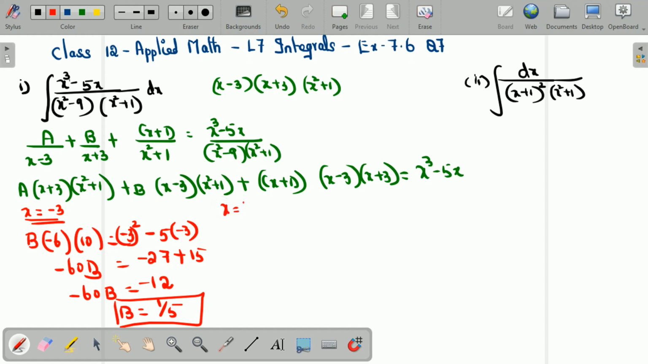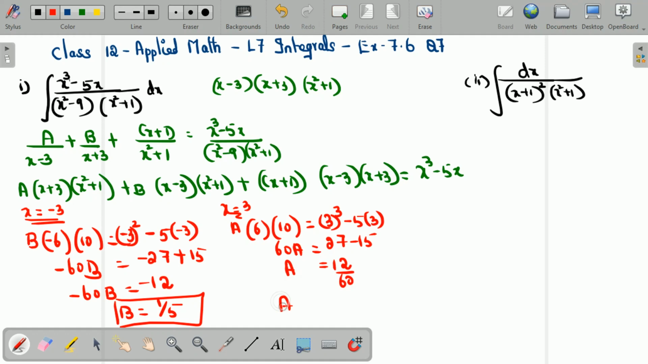Now let's put x is equal to 3. In this case again this whole term will vanish because this is 0. So C and D will vanish. B will also vanish. So let's compute A. A into 3 plus 3 is 6, 3 square is 9 plus 1 is 10, which is equal to 3 cube minus 5 into 3. So in this case 60A will be equal to 27 minus 15, so in this case it's plus 12. So again 60A is equal to 12, means A is 12 by 60. So A is also equal to 1 by 5.